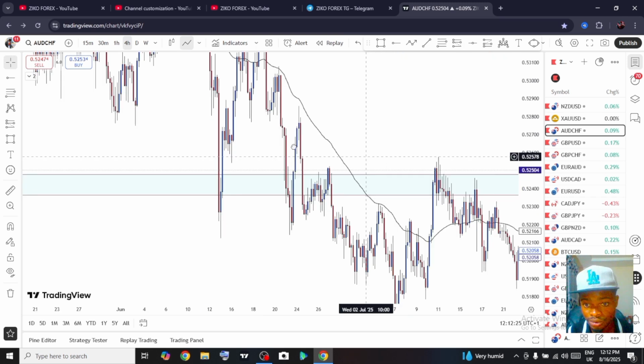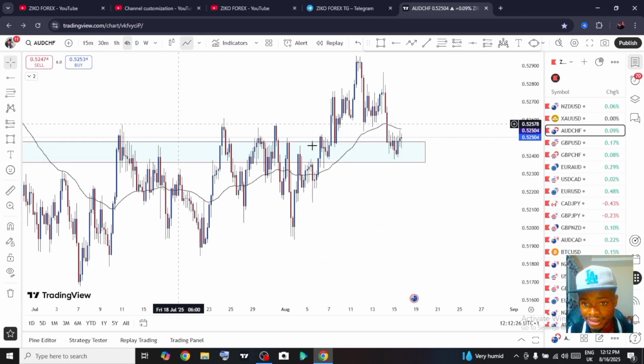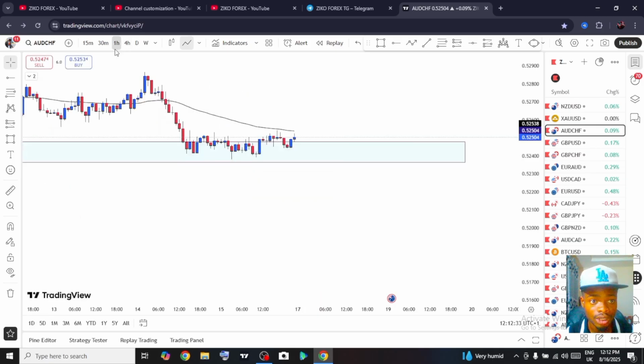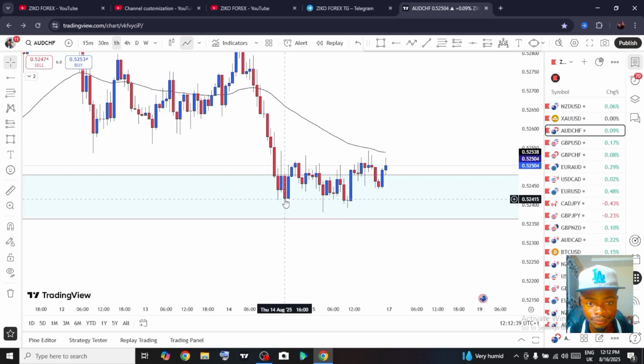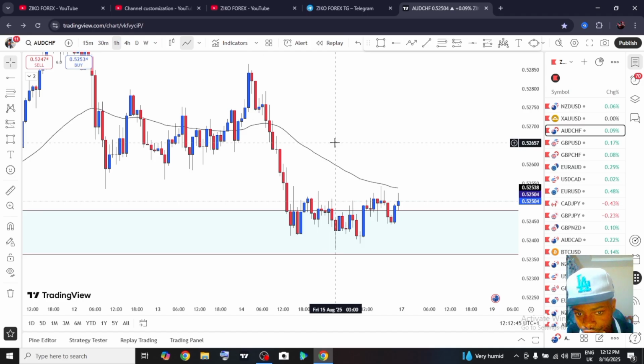So once we are above, just like this, we can reject up strongly. So I'm pretty sure that will be the next pair for the week. Let's see how the 1-hour time frame will look. All right, 1-hour time frame is now technically bearish, right?